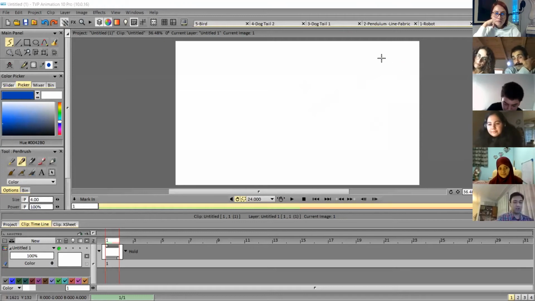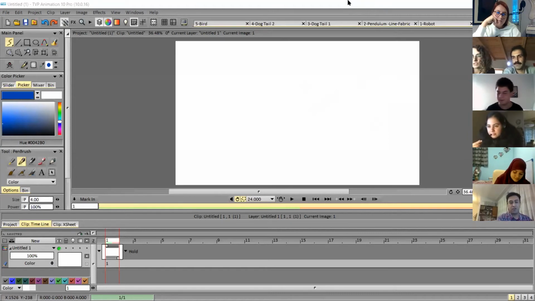Today we are going to talk about overlapping actions and follow through. This is an introduction to wave actions, which we are going to talk about in the next sessions. In the next 2 sessions, we are going to talk about wave actions. But today we are going to discuss overlapping and follow through actions.